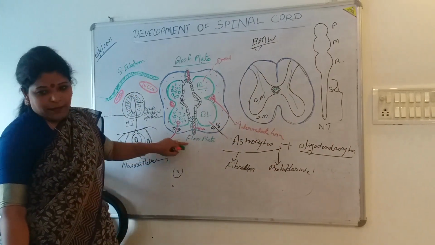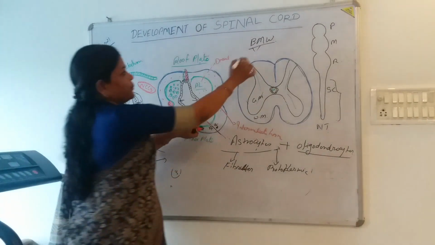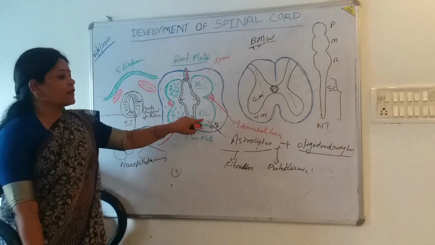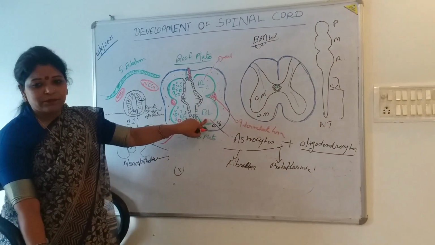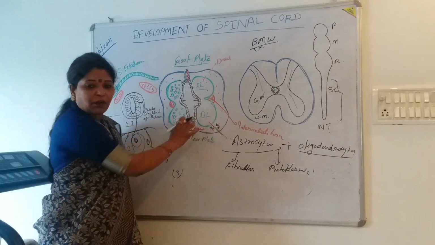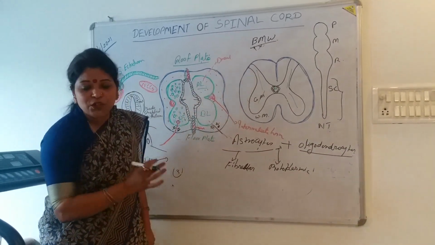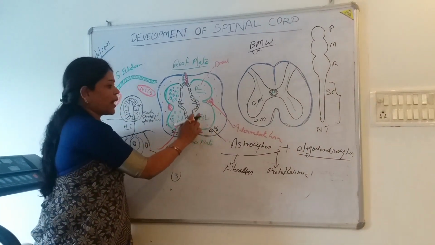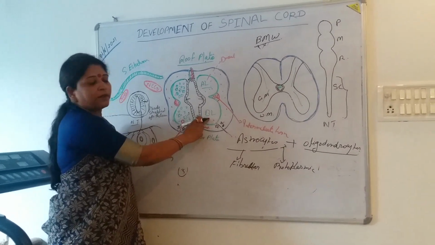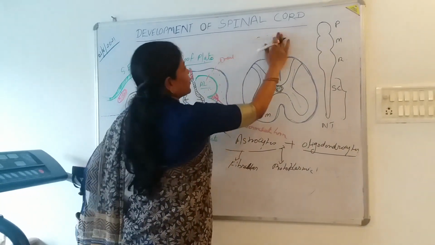Basal lamina here, basal lamina, isn't it? And M, basal lamina, it is concerned with which function? It is concerned with the motor function. Yes or no? The basal lamina of the mantle layer is concerned with which function of this future spinal cord? The neurons which are added here in this mantle layer are concerned with the motor function. Yes. So you always remember this BMW.